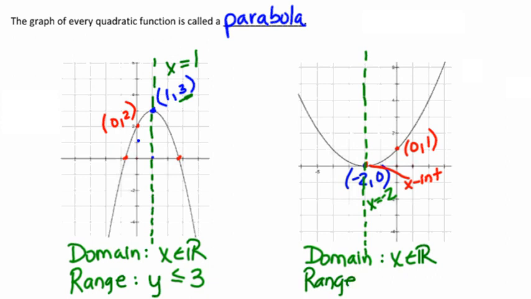And in our second graph, it opens up, so there's a minimum point, so our graph is going to be greater than or equal to, and our y value is 0.